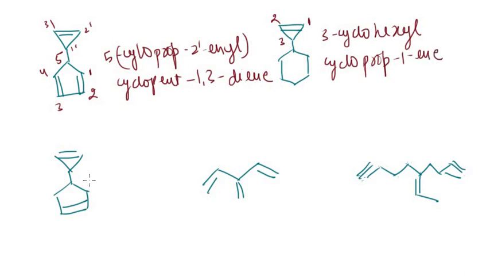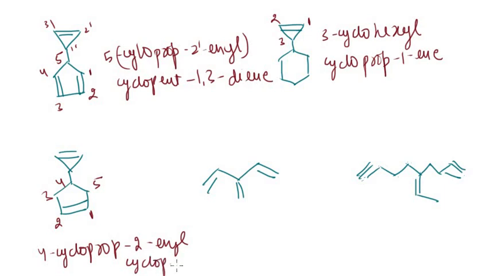Here both have the double bond, then we will consider this as the principal carbon chain because it has more carbons. 1, 2, 3, 4, 5. So it is 4 cycloprop-2-enyl cyclopent-1-ene.